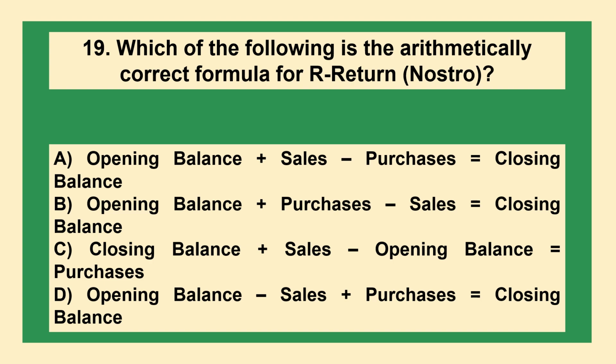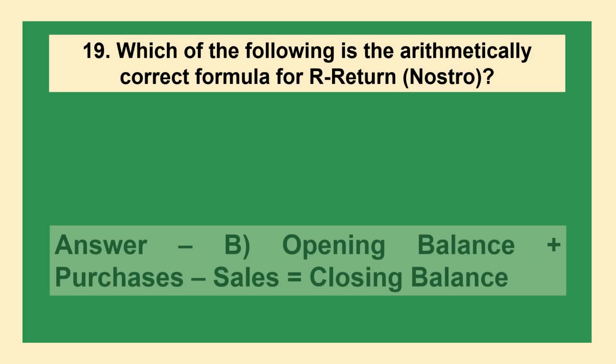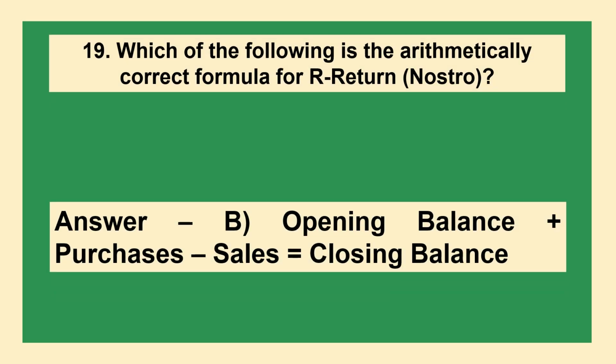Which of the following is the arithmetically correct formula for R return Nostro? A, opening balance plus sales minus purchases is equal to closing balance. B, opening balance plus purchases minus sales is equal to closing balance. C, closing balance plus sales minus opening balance is equal to purchases. D, opening balance minus sales plus purchases is equal to closing balance. The answer is option B, opening balance plus purchases minus sales is equal to closing balance.